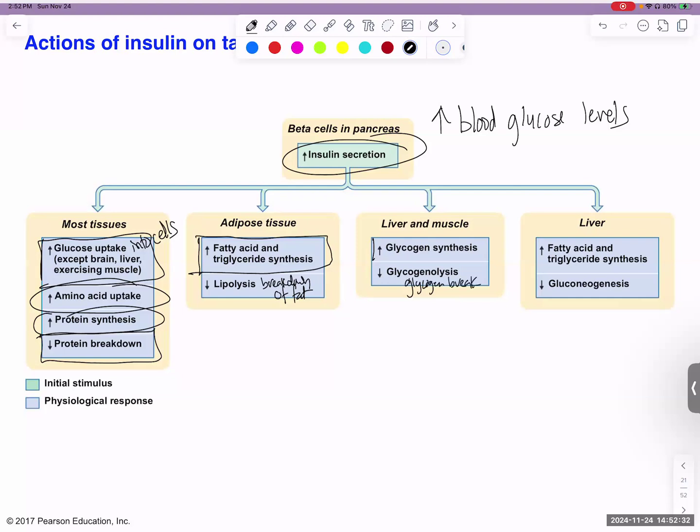So lysis means breakdown. If it's lipolysis, it's breakdown of fats. If it's glycogenolysis, it's breakdown of glycogen. In the liver, it's decreasing that. In the liver, it's also going to increase fatty acid and triglyceride synthesis. So it increases fat creation, which could be from extra glucose, and it's going to decrease making new glucose, which is gluconeogenesis.